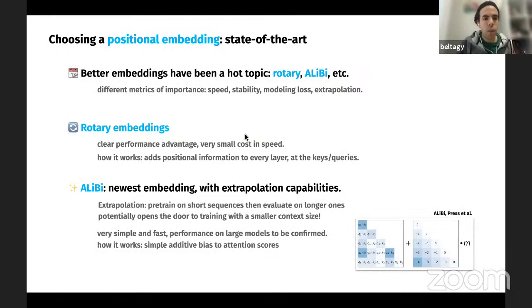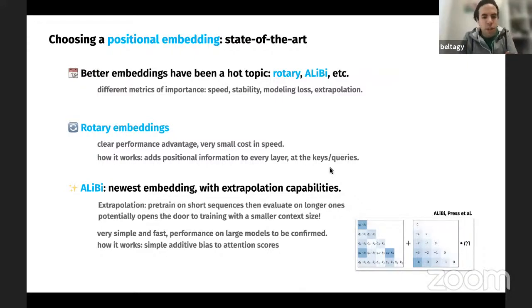The other architecture change that we are considering is the position embedding. Recently there have been a few interesting position embeddings that supposedly work better than the standard sinusoidal position embedding, or the standard absolute position embedding. Two recent ones that we are considering are the rotary position embeddings. Lots of people have evaluated it, and it works better than sinusoidal position embeddings at a very small cost in speed. The way it works is that it injects positional information in every layer, not just at the input, and to do that it embeds this information in the keys and queries of the self-attention layer.